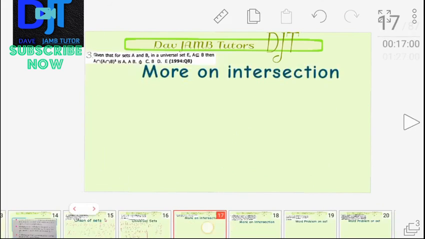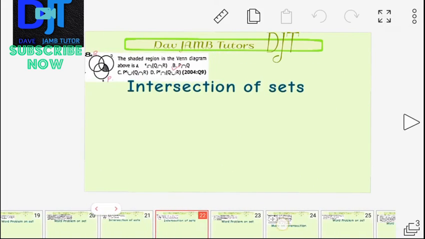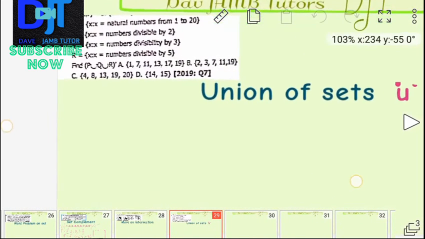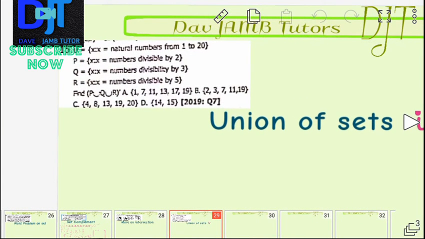So now let's move to another question, another question on union of sets. This question says U equals x is a natural number from 1 to 20.